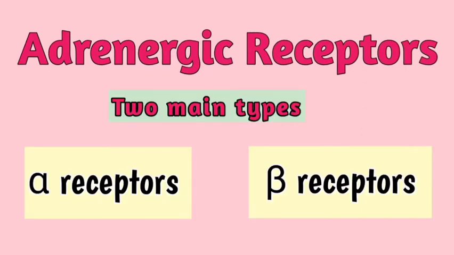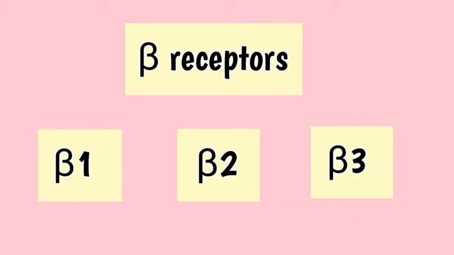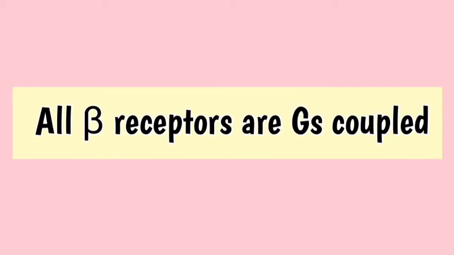There are two main types of adrenergic receptors, alpha receptors and beta receptors. Alpha receptors can be further classified as alpha 1 and alpha 2 receptors. Alpha 1 are Gq coupled receptors while alpha 2 are inhibitory G protein coupled receptors. Similarly, beta receptors can be classified as beta 1, beta 2 and beta 3, while all the beta receptors are Gs protein coupled receptors. So now we will discuss each of these receptors in detail.